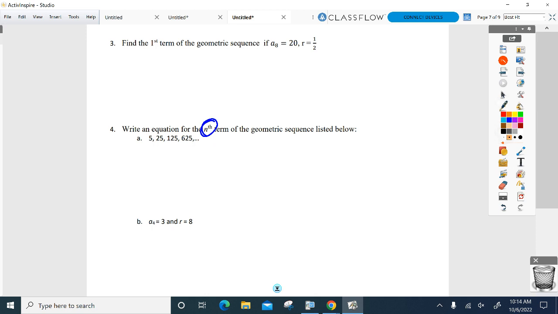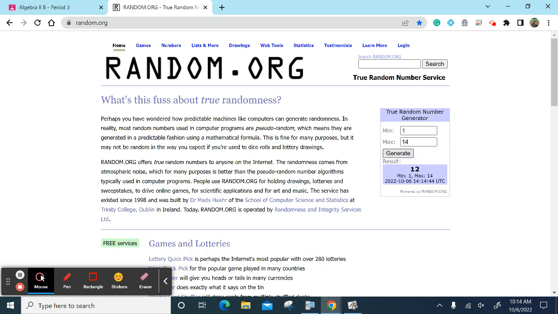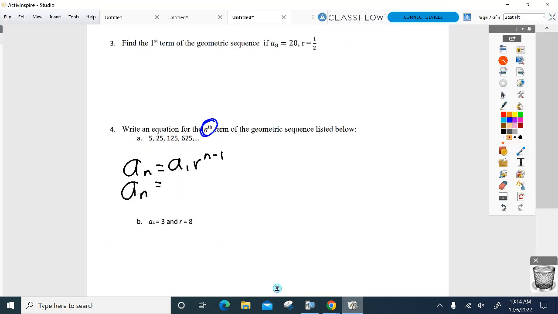So here's geometric sequence number 1. Left side, you're not touching it. N, when you're writing the equation for the nth term, wherever I see an n, it stays n. Equals, all right, can I get help filling in the rest? 12. A1? 5. How about that r value too? Times 5 raised to the n minus 1.